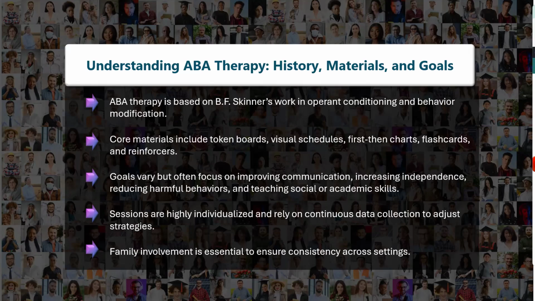Key ABA therapy goals are highly individualized, but also focus on helping clients build useful, socially significant skills while reducing behaviors that interfere with learning or quality of life. Some common goals you should keep in mind are these.